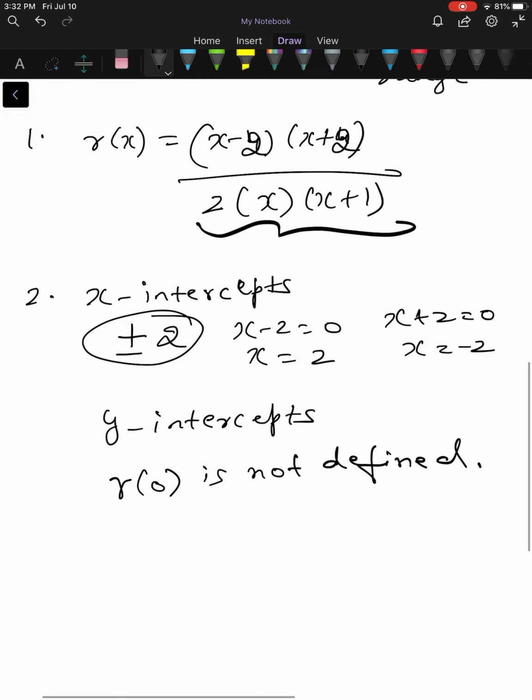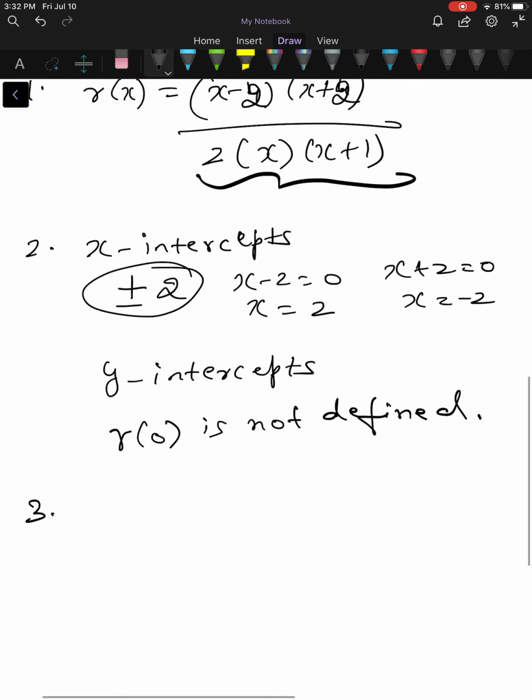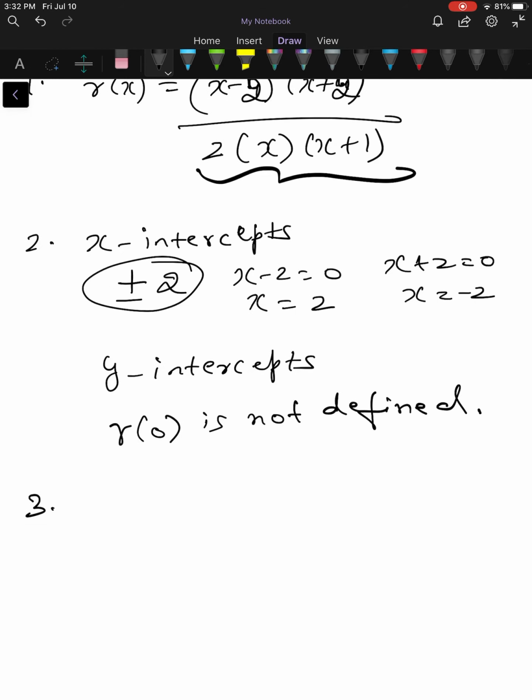Okay, so next, the third step was to find the vertical asymptotes. How did we find vertical asymptotes in the previous video? We have to check the zeros of the denominator. So what are the zeros of the denominator? x equals 0 is one zero, right? And x equals negative 1 is another zero. So these are the vertical asymptotes.